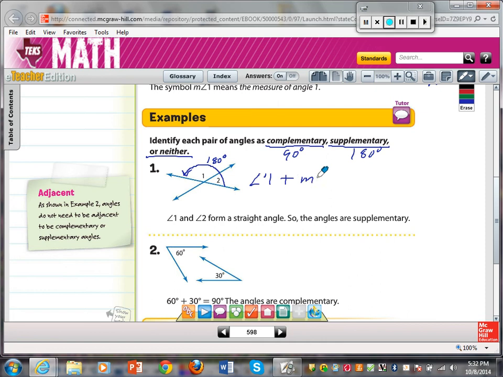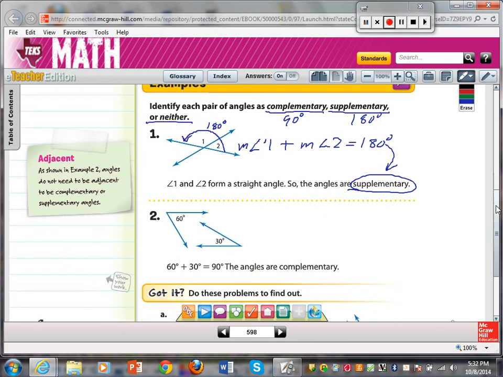Therefore, the measure of angle 1 plus the measure of angle 2 has to equal 180 degrees. That makes them supplementary. So there's another way. Okay, so simple enough. Let's try example number 2.